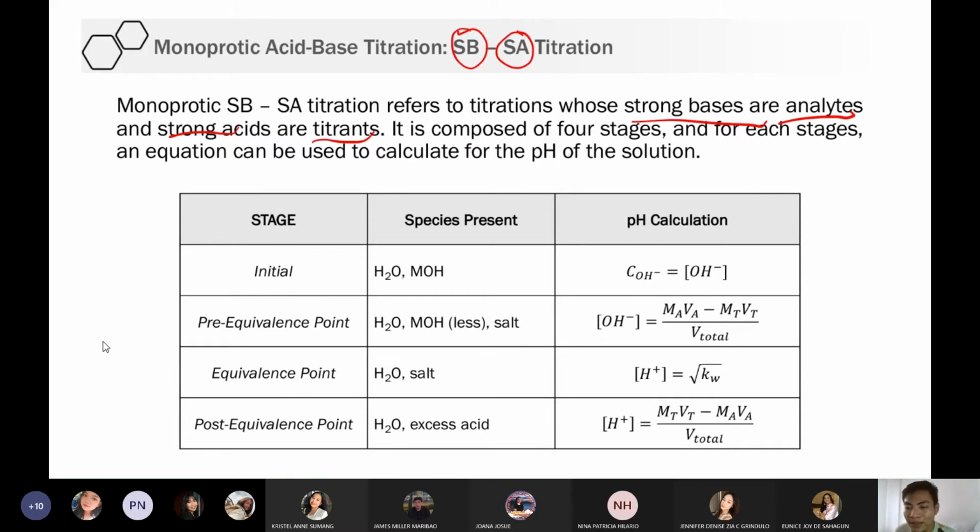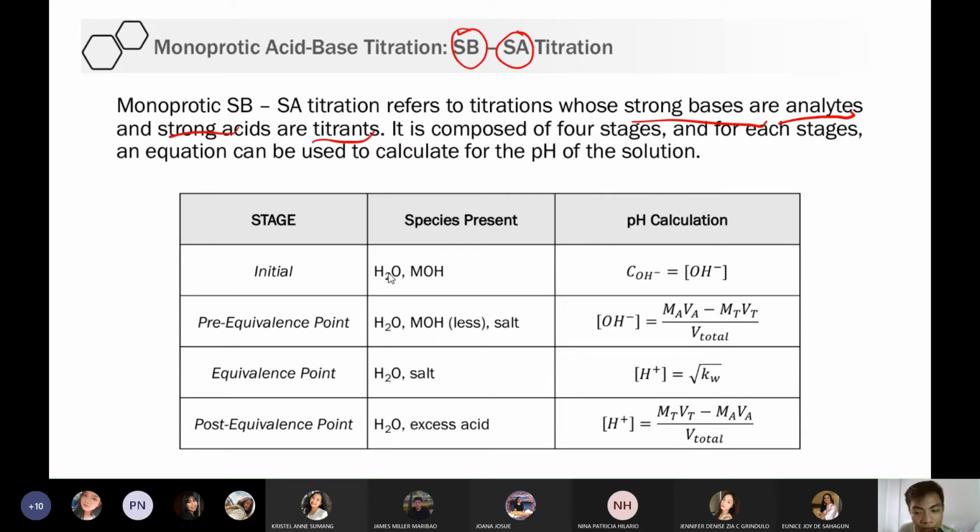Again, pag strong base, strong acid, baliktad yung nangyari. Okay, so you start with a high pH, then after the titration, you will end with a low pH. Okay, so we still have the 4 stages: initial, pre-equivalence, equivalence, and the post. And these are the species present in our stages. So initial stage, we have the metal hydroxide. Pwedeng sodium hydroxide yan, potassium hydroxide, no? Kaya MOH lang nilagay ko. Pwedeng lithium hydroxide, no? So this is our strong base.